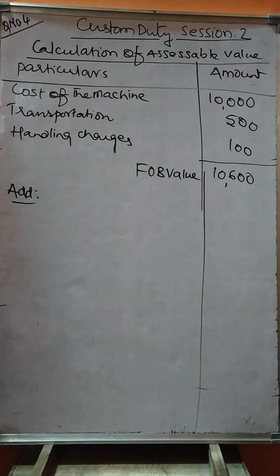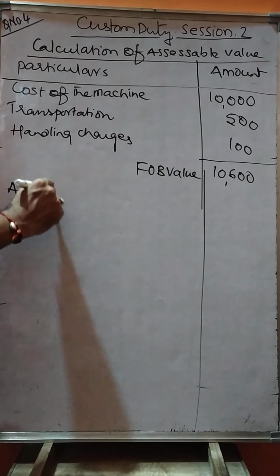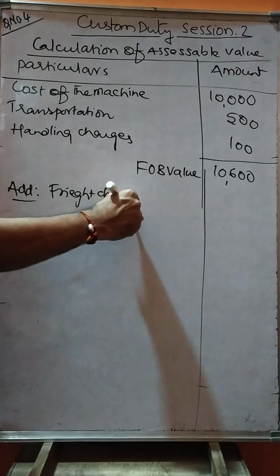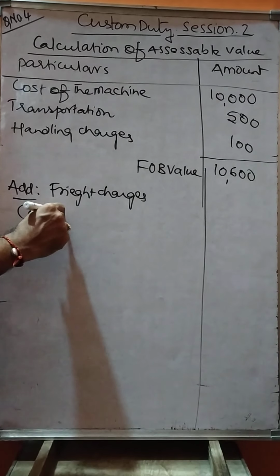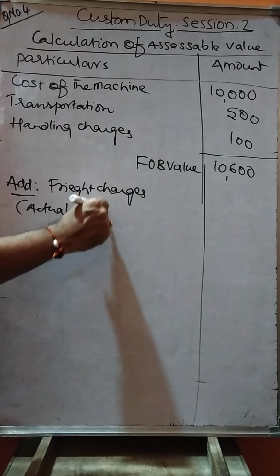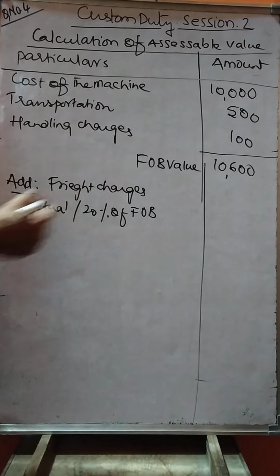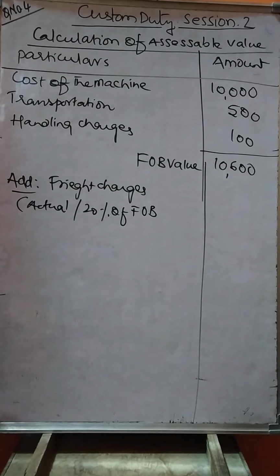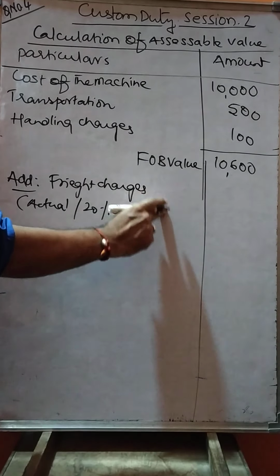Add freight charges; buying commission we should not take. Freight charges to be taken. While taking this, you have to be very careful. Actual amount of freight charges or 20% of FOB, whichever is less is to be taken into consideration.